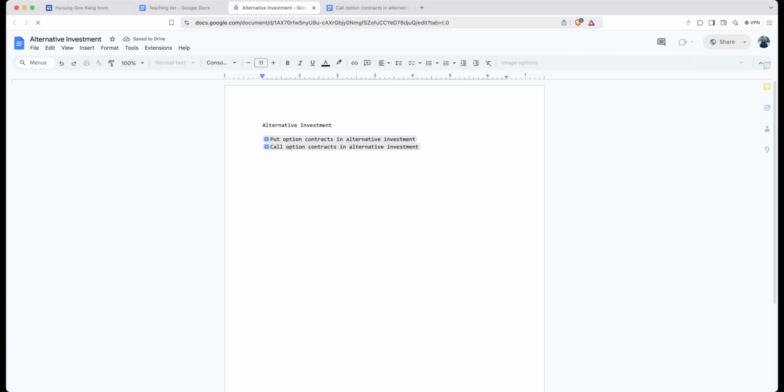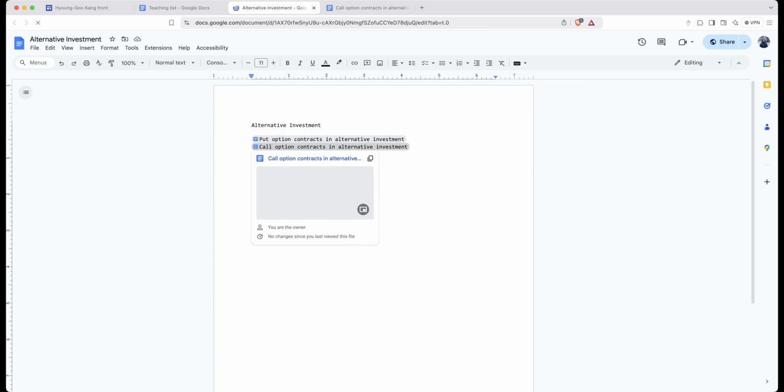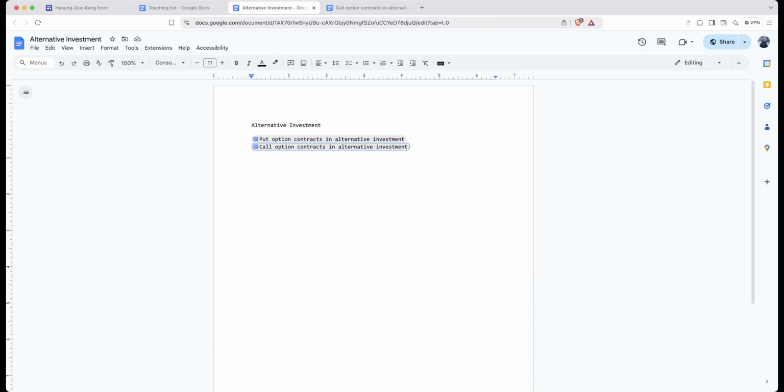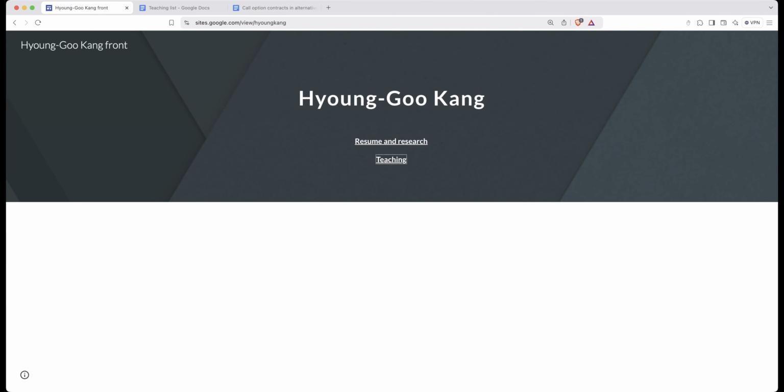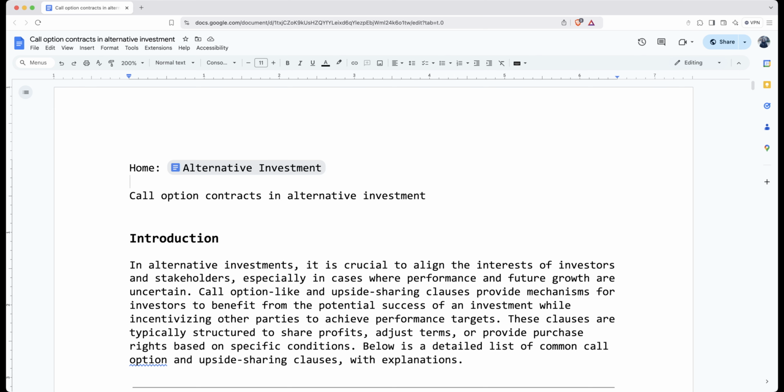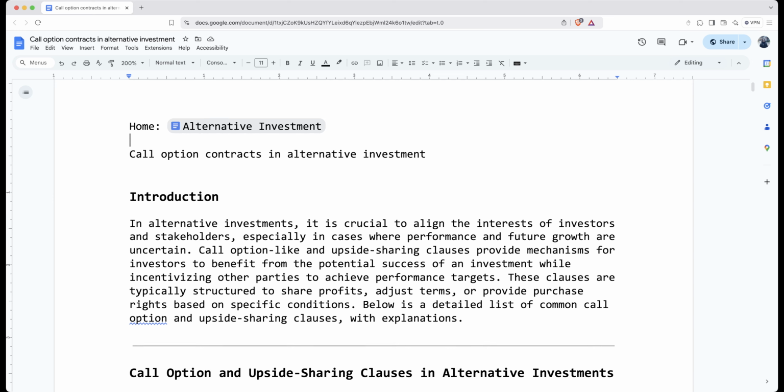And then here we have a call option contract in alternative investment. Click. Okay, then we have this one. Okay, so let's close. Yes. So let's magnify. So, call option contract in alternative investment.